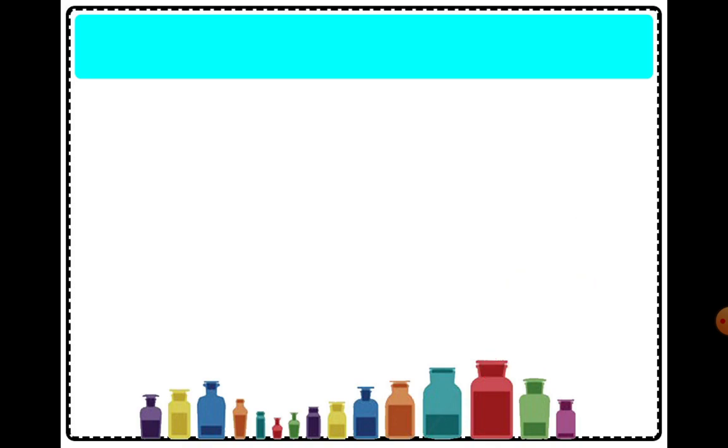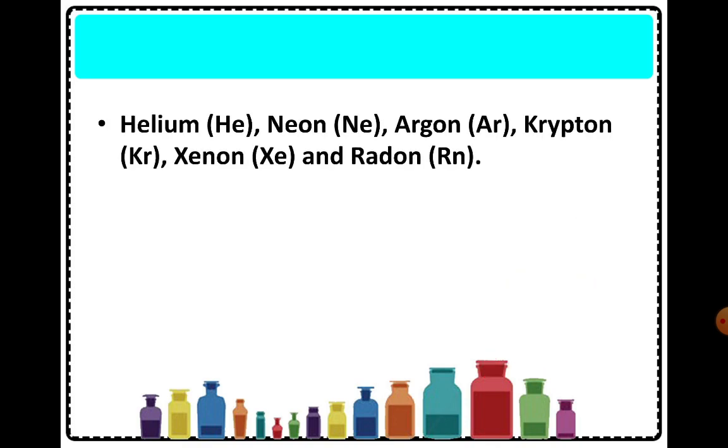Okay, helium, neon, argon, krypton, xenon and radon. This is the elements in group 18. Kalau you nak hafal ataupun you kena ingat dia punya formula lah, formula kimia dia, chemical formula dia.